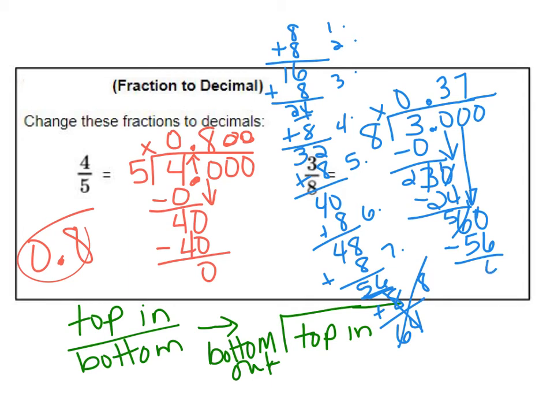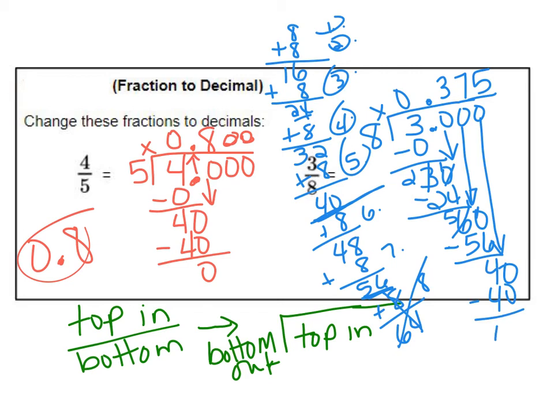10 minus 6 is 4. Bring the 0 down. Now it's 8 into 40. Well, I know I went up to 64, so 40 has to be somewhere in here. There it is. So that means I have 1, 2, 3, 4, 5. So that means it's 5. 8 times 5 is 40. So your remainder is 0.